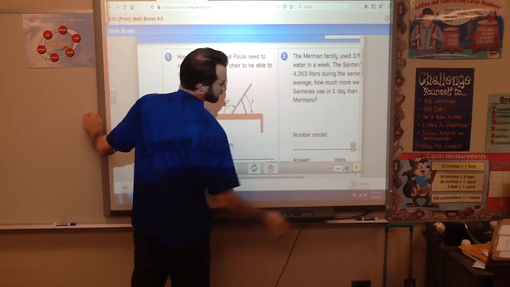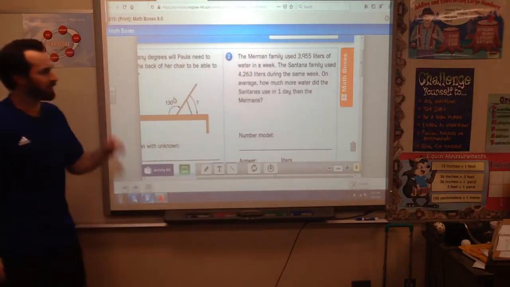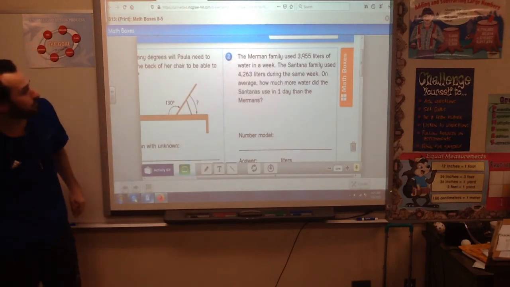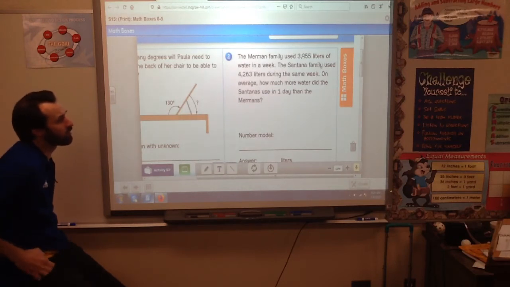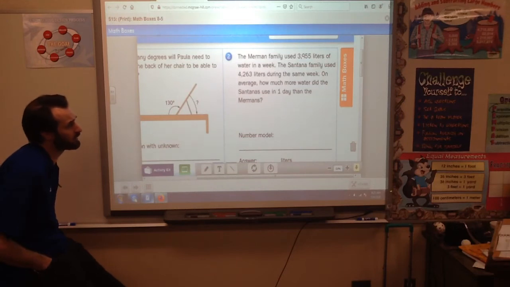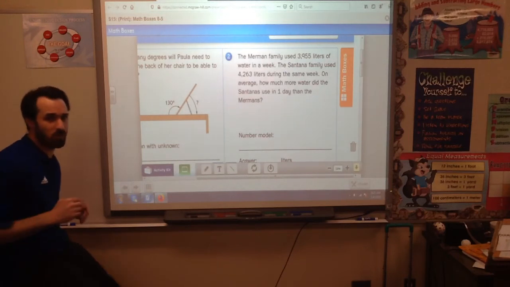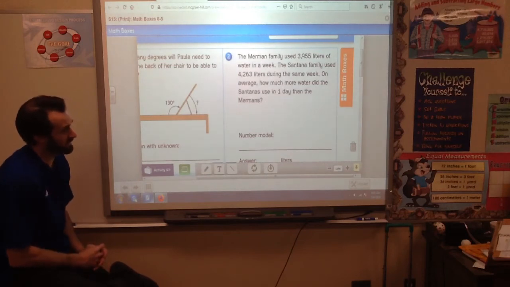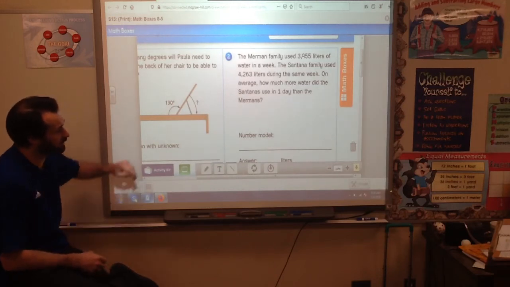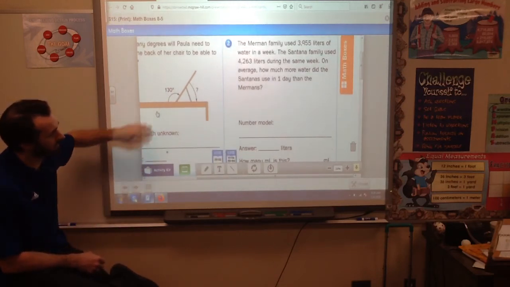It says, the Merman family used 3,955 liters of water in a week. The Santana family used 4,263 liters during the same week. On average, how much more water did the Santanas use in one day than the Mermans? Okay, so when we're setting this up, we know that the Santanas use more than the Mermans.